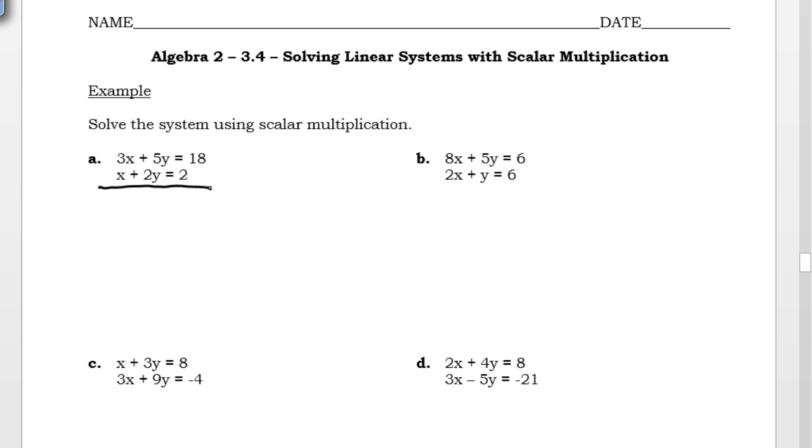I look at my x's, my 3 and my 1 do not match. I look at my y's, my 5 and my 2 do not match. I can't choose add, I can't choose subtract because I don't see a match, so I'm going to use multiplication to make a match.